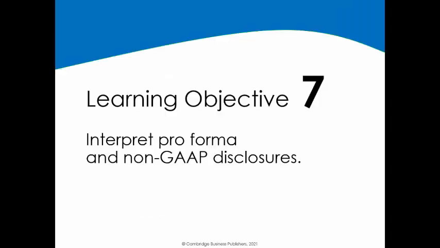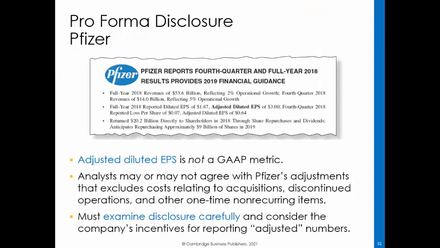In this learning objective, we will discuss pro forma and non-GAAP disclosures. This slide shows the fourth quarter earnings release for Pfizer in 2018. Notice that the information mentions adjusted diluted EPS, or earnings per share. What is this metric, and why does Pfizer report it? To arrive at the adjusted EPS number, Pfizer made a number of deductions and additions to its published GAAP financials because company management believes doing so provides a better measure of Pfizer's financial performance.